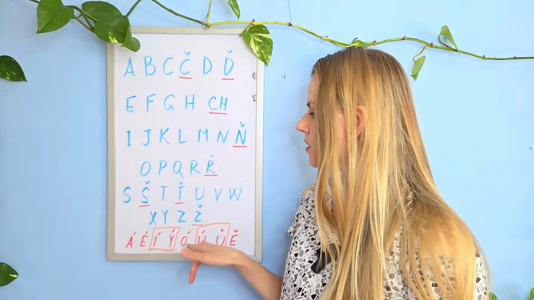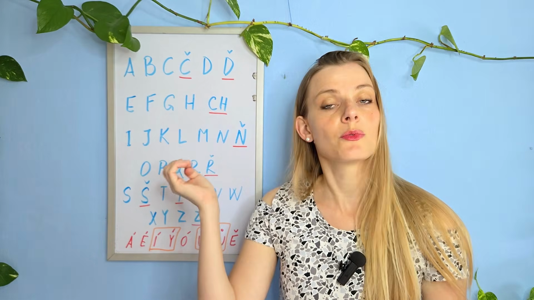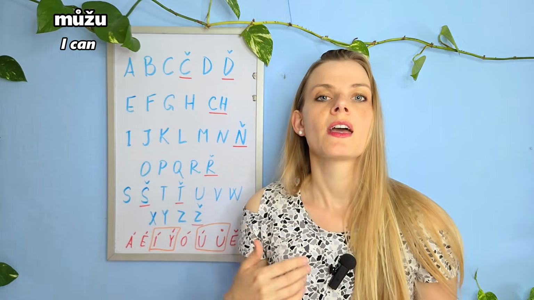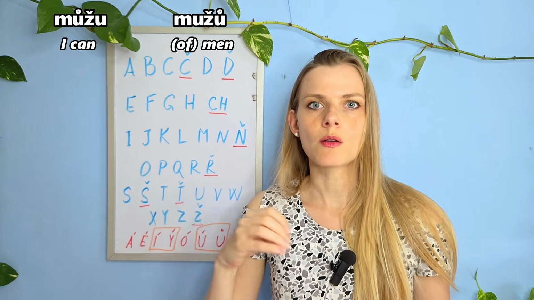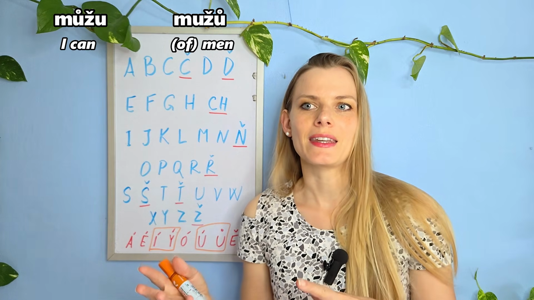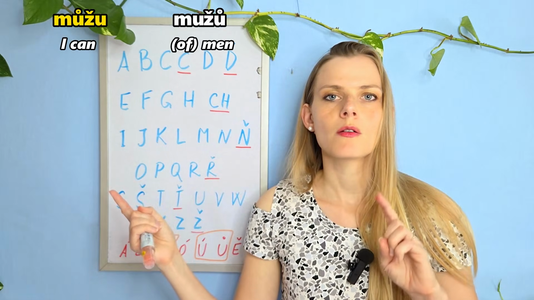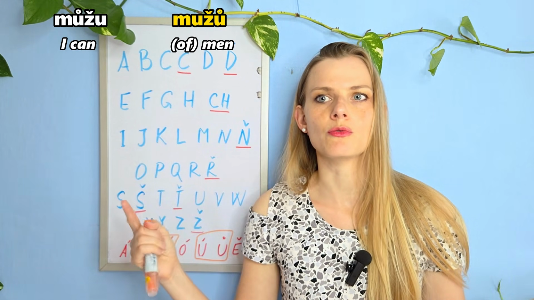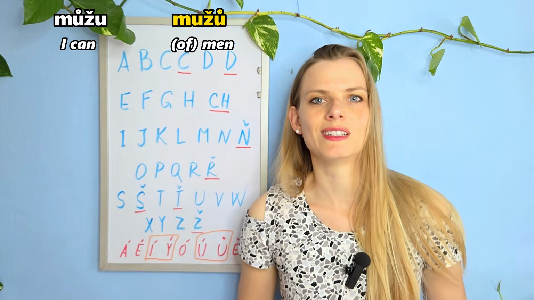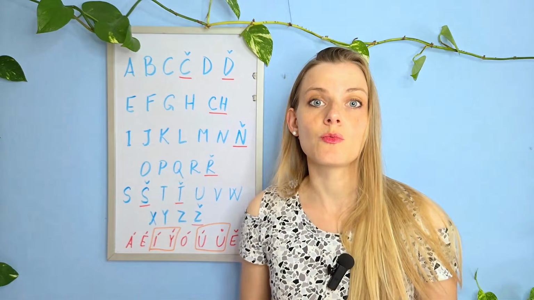Pronouncing the long vowels is important, making sure that we pronounce them a little bit long. For example, that word I just mentioned, můžu, I can, můžu. But if we say mužů, it means men. Like when you say a lot of men, mužů. Now let's read the alphabet once more and together.